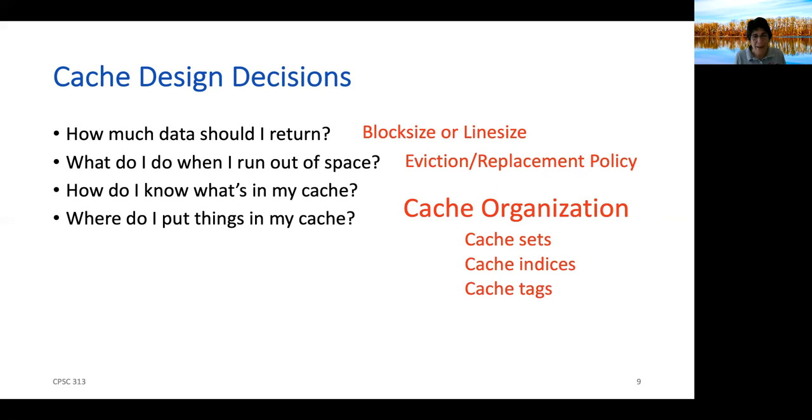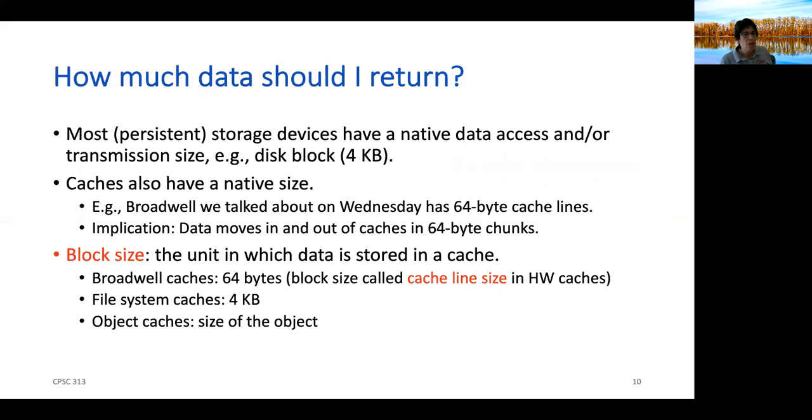So this is sort of where we're going and what you'll be getting in the future material. Before I wrap up, I want to focus a little bit on this idea of the block size, or the cache line size. This becomes most clear when we think about persistent storage. Most persistent storage devices have a native data access size, often about 4 kilobytes. So if you want to read only 1 byte from a file that you've stored on disk, chances are the disk is going to insist on giving you 4 kilobytes, even though you only asked for 1 byte.